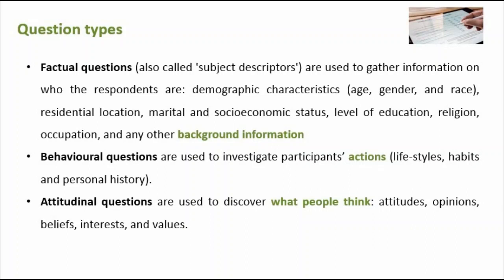Factual questions, which are also called subject descriptors, are used to gather information on who the respondents are, about the respondents themselves, their identity. This includes demographic characteristics like age, gender, and race, if this is relevant to one's study, residential location, marital and socioeconomic status, level of education, religion, occupation, mother tongue, or any other background information. We can say that factual questions gather data or facts on the respondents themselves. The researcher should gather the background information which is relevant for one's research question and should avoid gathering information that is irrelevant.